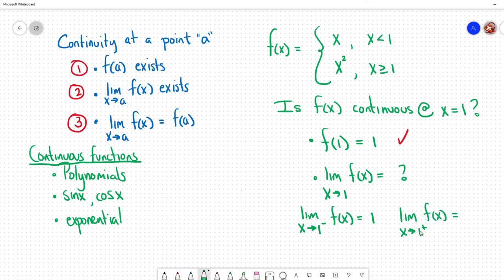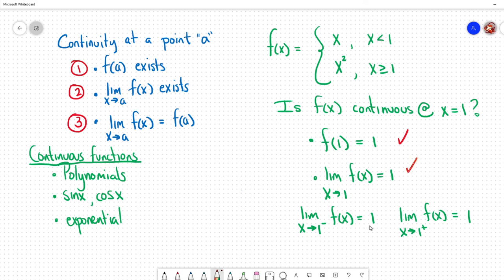So if we're approaching 1 from the right, numbers bigger than 1, then we're using this function. And again, this I already know is continuous, so I could directly substitute, and I get 1 as well. So both the left and the right hand limit are the same number. Therefore, yes, the limit exists, and the answer is 1.